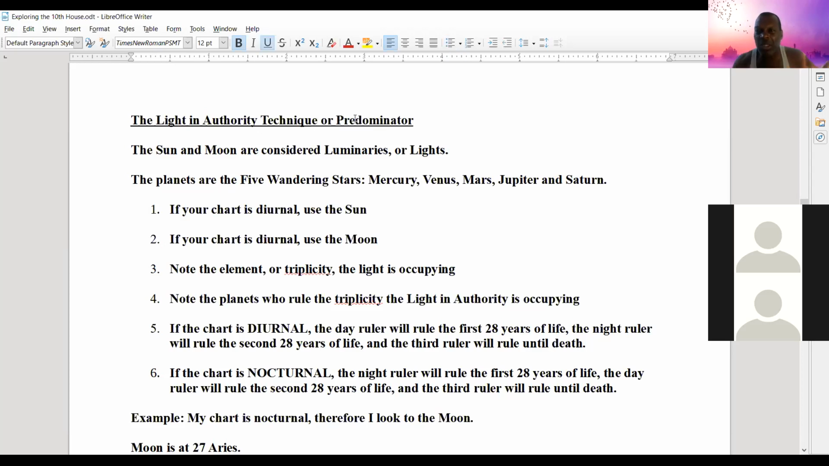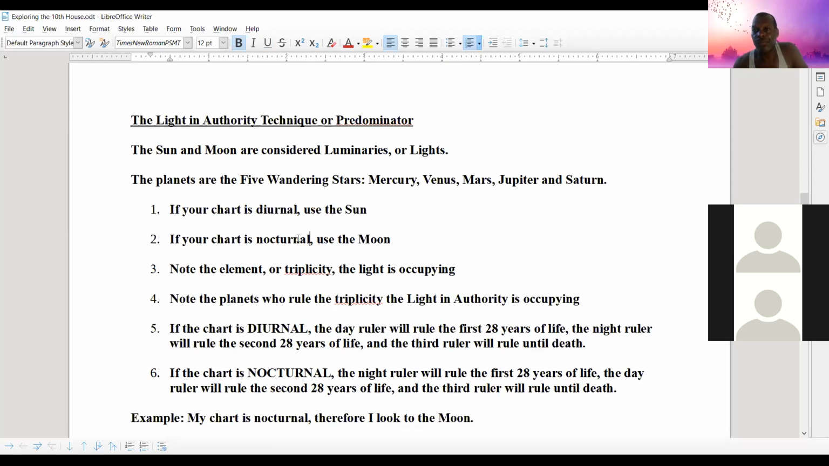But we're not really doing the full predominator technique, so that's one of the reasons I'm not calling it the predominator technique. Sun and moon are considered luminaries or lights. They're technically not planets. The planets are the 5 wandering stars: Mercury, Venus, Mars, Saturn, and Jupiter, and then of course your outer planets. If your chart is diurnal, you're going to use the sun for this technique. If your chart is nocturnal, I love it when I find these little things that I've screwed up. If the chart is nocturnal, then you're going to use the moon.